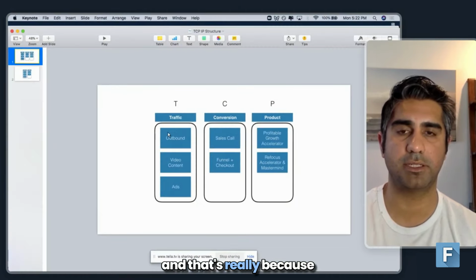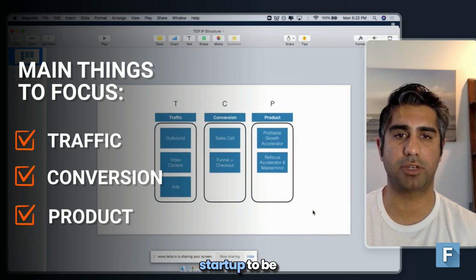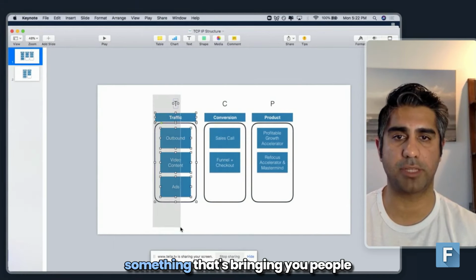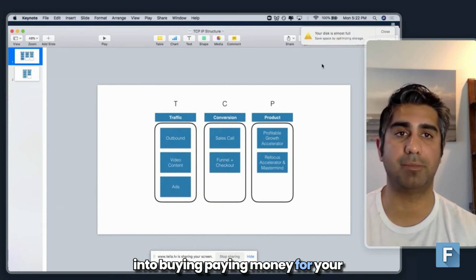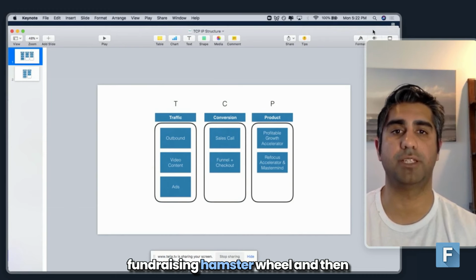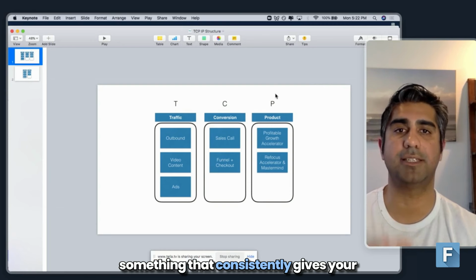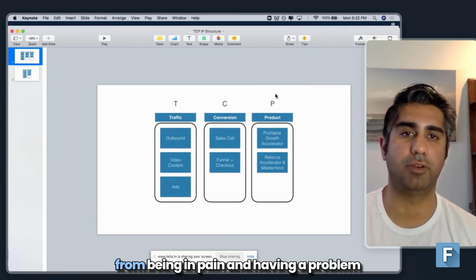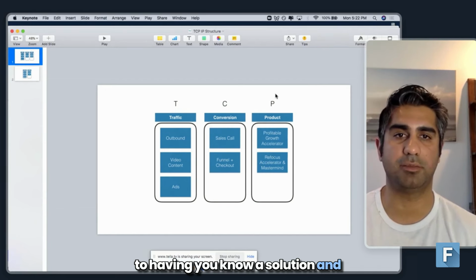And that's really because this is essentially the three main things you need to focus on for your startup to be successful. You've got to have a traffic source, something that's bringing you people that want to interact with the product. You want to have a conversion point, something that's converting those people into paying money for your product, so you don't have to be on the fundraising hamster wheel. And then lastly, you want a product to sell, something that consistently gives your customers results and can take them through a customer journey from being in pain and having a problem to having a solution and being happier.